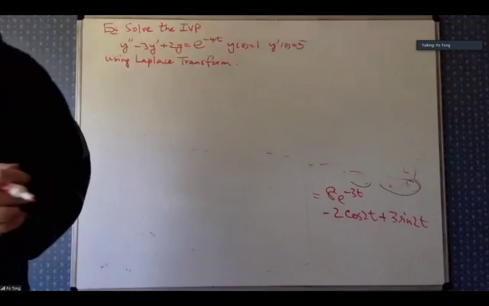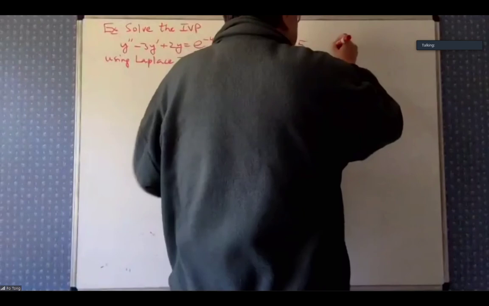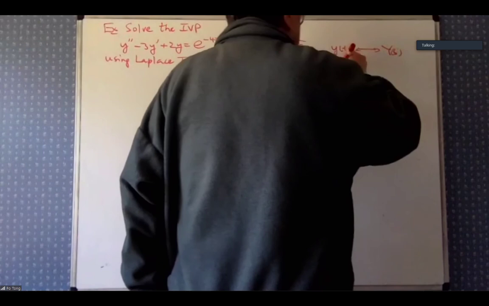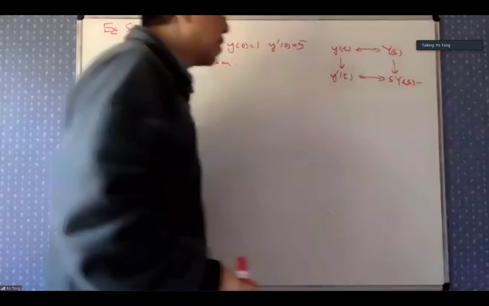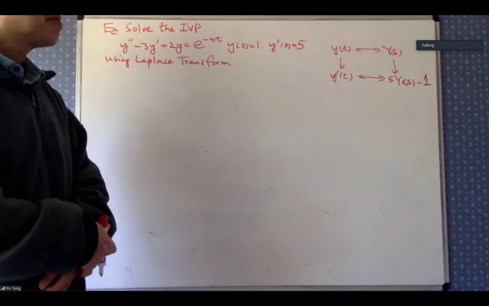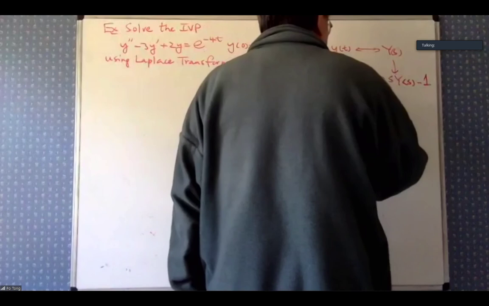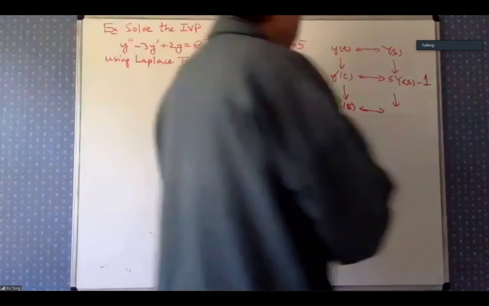Okay, second order. So we have this picture. s Y(s) minus y0, which is 1. And then we need the second derivative. So you multiply this whole chunk by s.